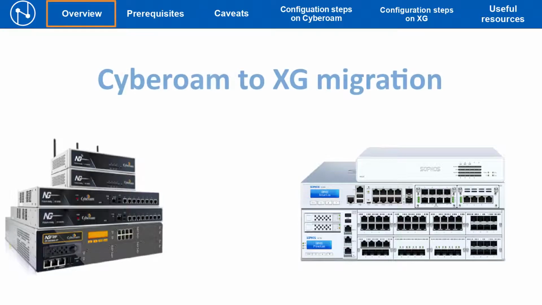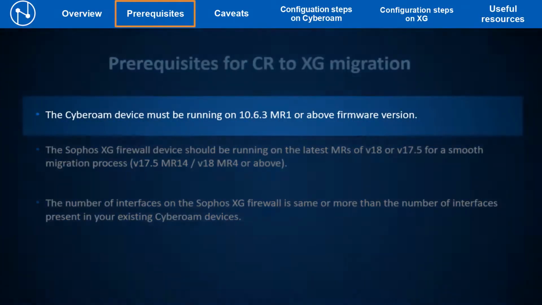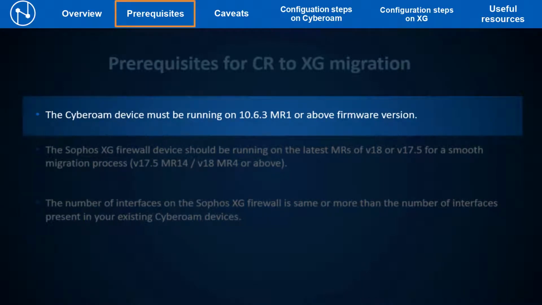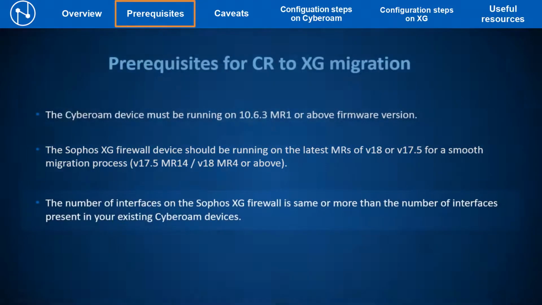In this video, we will show you how you can migrate the configuration of Cyberoam devices to Sophos XG Firewall devices. As a prerequisite, make sure that the Cyberoam device is running on version 10.6.3 MR1 or above. The Sophos XG Firewall should be running on the latest maintenance release of version 18 or version 17.5 for a smooth migration process. For example, version 17.5 MR14 and version 18 MR4 or above.